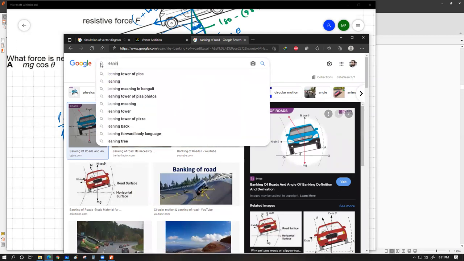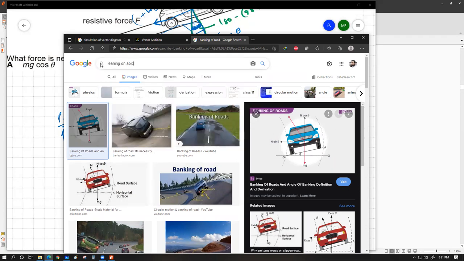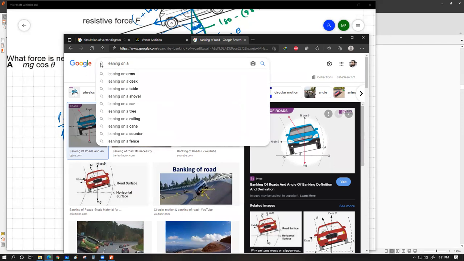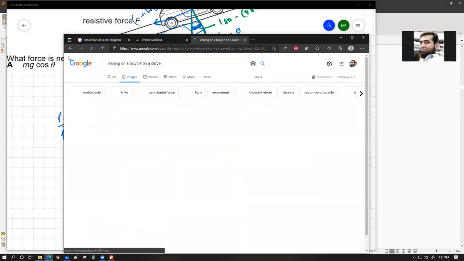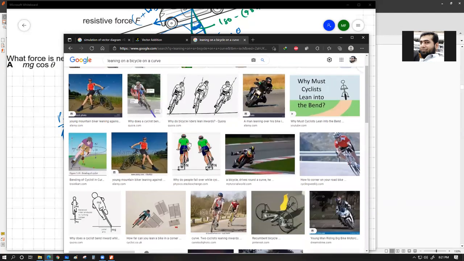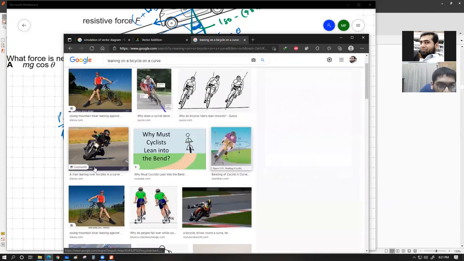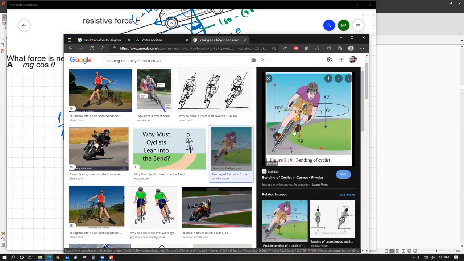A similar discussion can also lead to leaning on a bicycle. Figures that look like this, for example: why do we have to make some angle whenever we are trying to take a bit of a turn, for stuff that you see more commonly in motorcycle races or GT races, MotoGP races, F1 races.